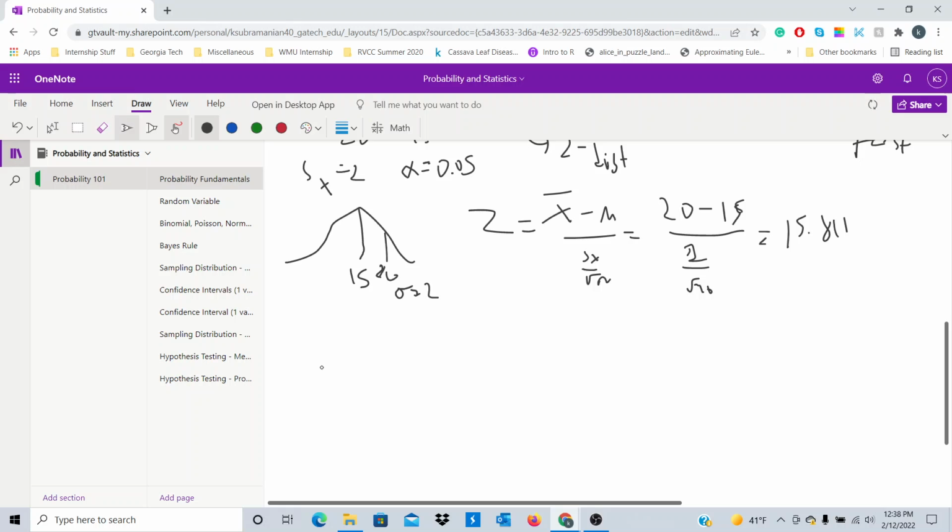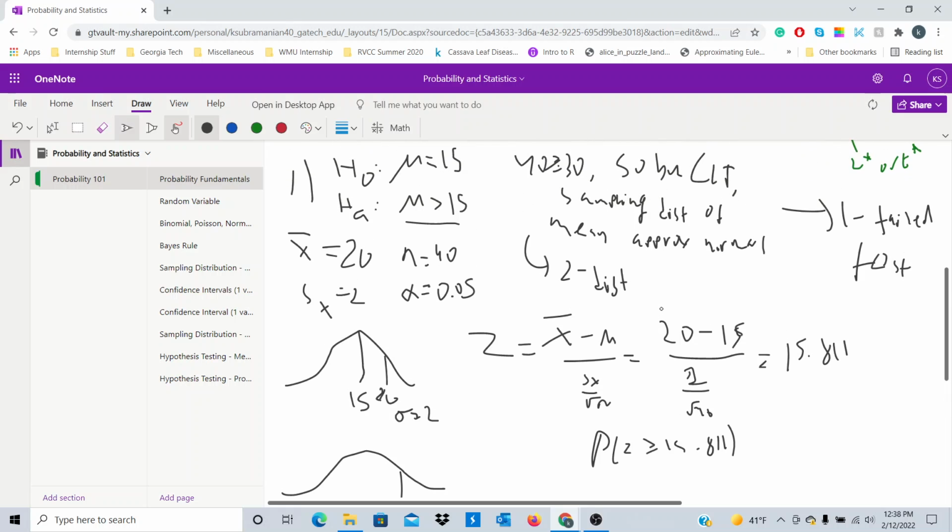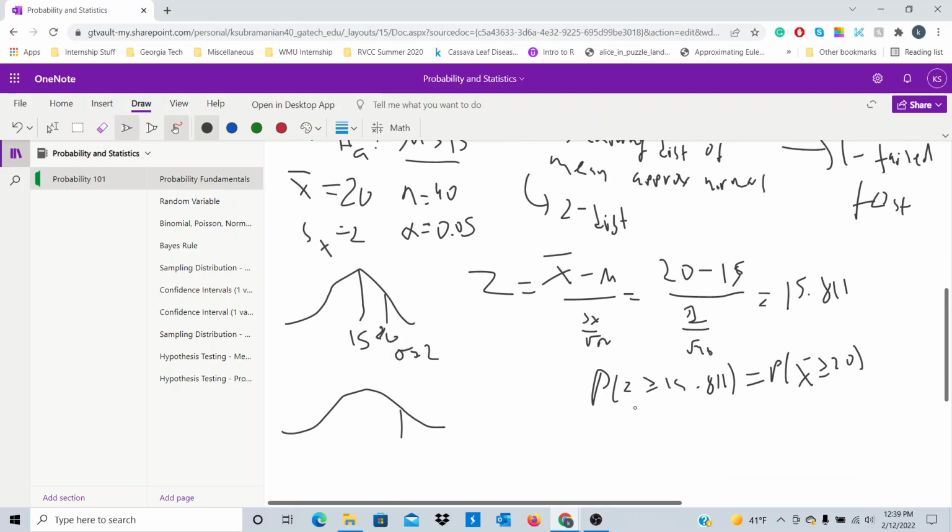So what we want to do is find the probability of getting a z-score that is more extreme than 15.811. This is equivalent to the interpretation I mentioned earlier, where we want to find the chance of getting a sample mean that is more extreme than 20. In this case, we want the chance of getting a sample mean above 20, because that would mean we're getting more potentially significant results. So basically, this is equal to finding the probability of getting an x bar greater than or equal to 20. We're just converting it into a z probability so that we can use our z table.